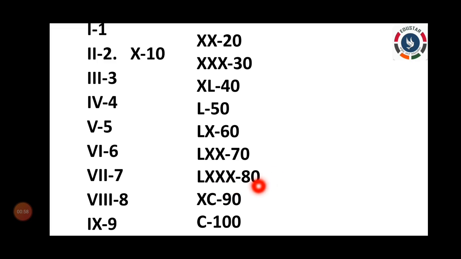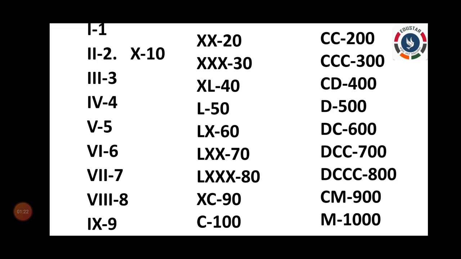Here how do you write 90? Here C is 100. If you subtract 10 from 100, we will get 90. So the smaller value 10, that is X, we write first. Then write the bigger value C, 100. So XC is equal to 90. I mean 100 minus 10 is equal to 90. XC is equal to 90. Then CC is equal to 200.